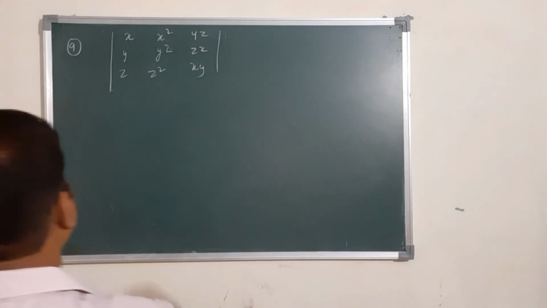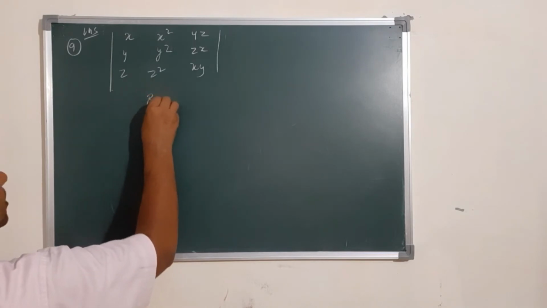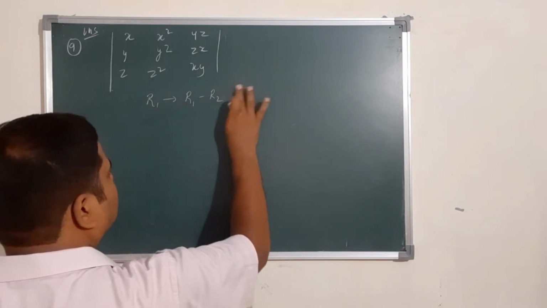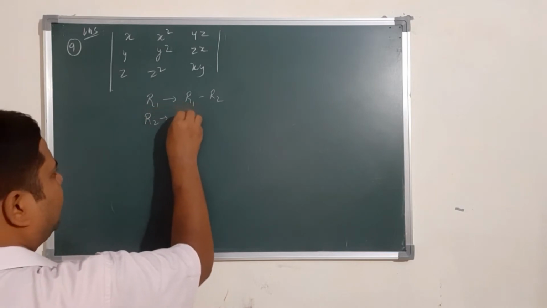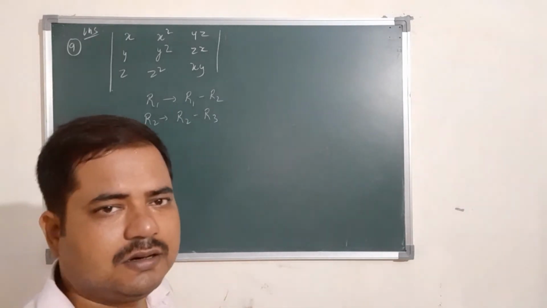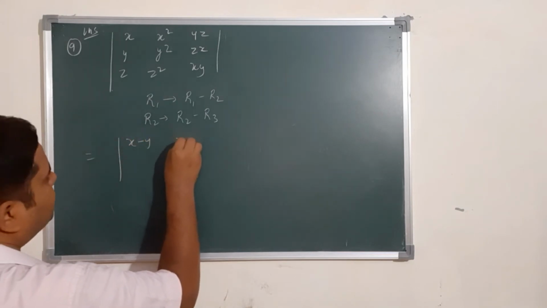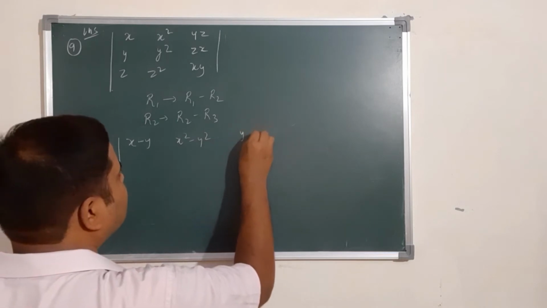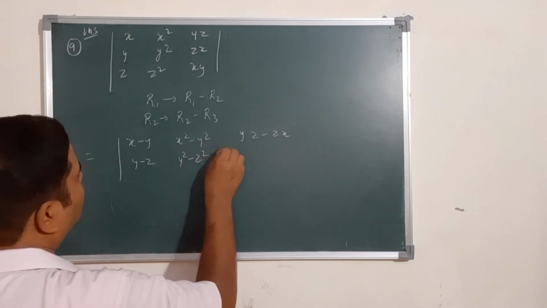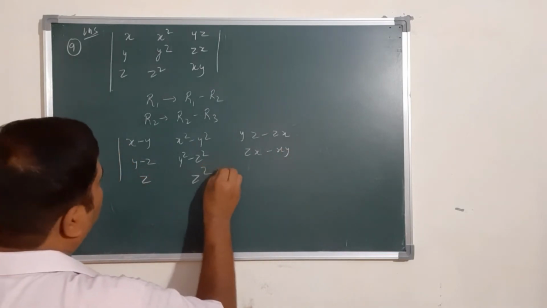So first of all, you have to take LHS here, and the next step, using the operation r1 tends to r1 minus r2 and r2 tends to r2 minus r3, we get x minus y, x square minus y square, yz minus zx, y minus z, y square minus z square, and zx minus xy, and this is z square, xy.